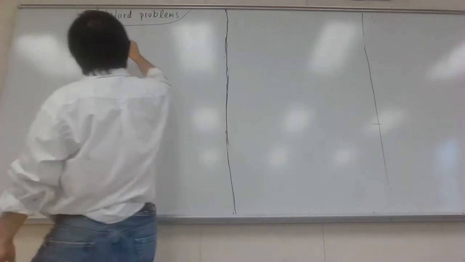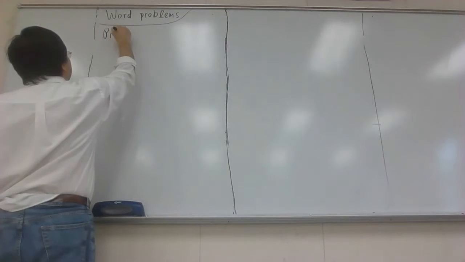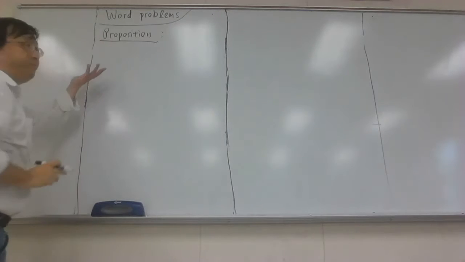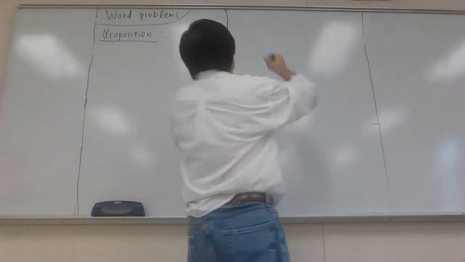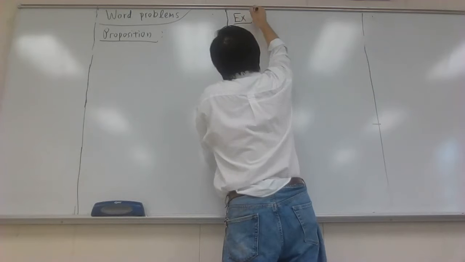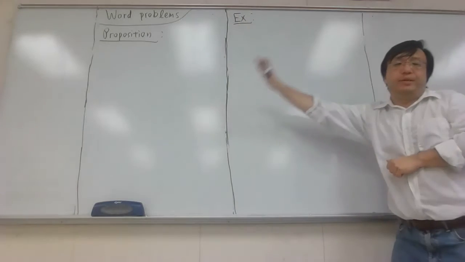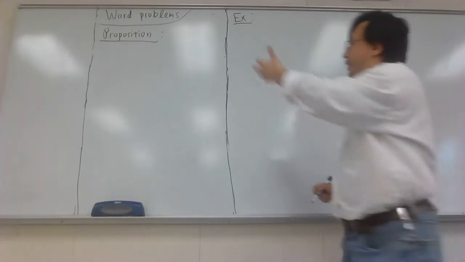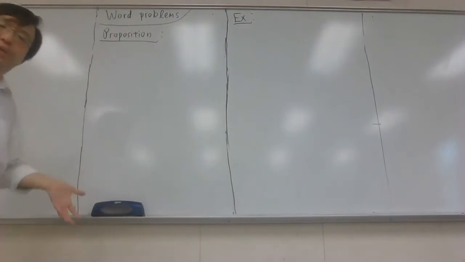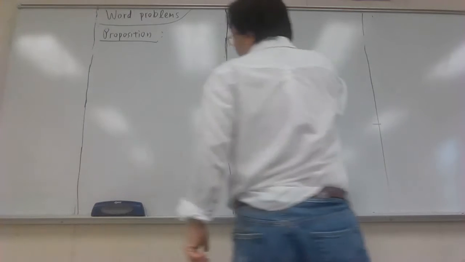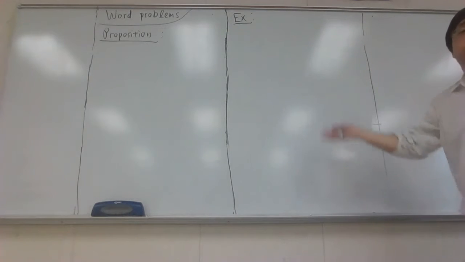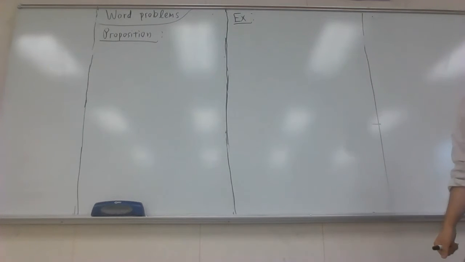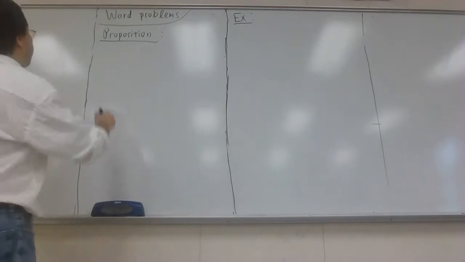In the left-hand column, I will give you this proposition, which is basically the theory. And in the right-hand column, I will give you a concrete example which illustrates the proposition. So left-hand column, the general theory or the proposition. Right-hand column, a concrete example which illustrates the theory, the proposition. Okay, so here's the proposition.